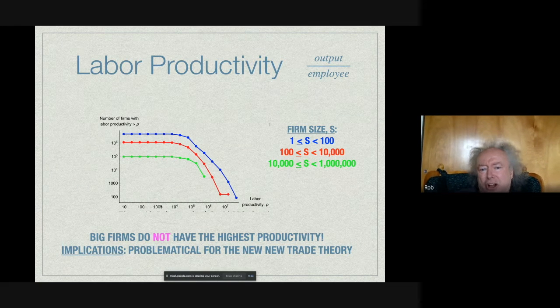This is once again plotted in log productivity. This is dollars per worker, and these are just counts. How many firms have what productivity? Look, there are 100 firms in America, small firms, where they produce $100 million of output per employee. I mean, it's just unbelievable how much output you get.